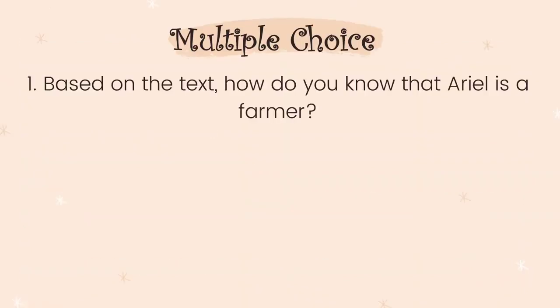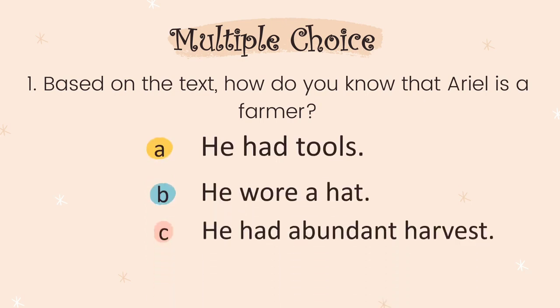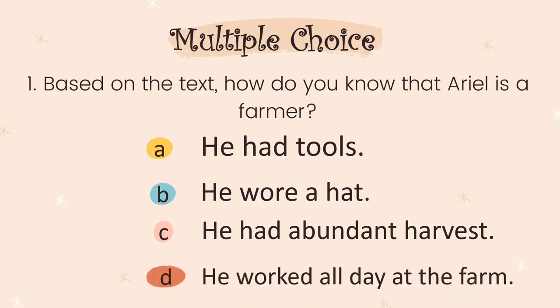Number 1. Based on the text, how do you know that Ariel is a farmer? Letter A. He had tools. Letter B. He wore a hat. Letter C. He had abundant harvest. Or letter D. He worked all day at the farm. What do you think is the answer?